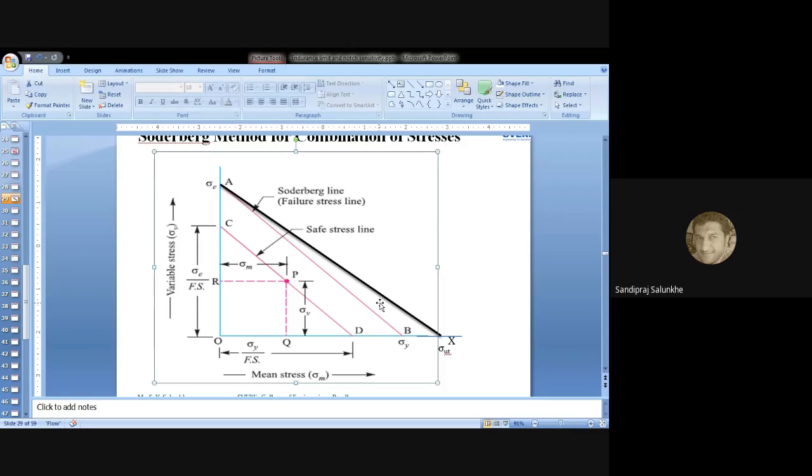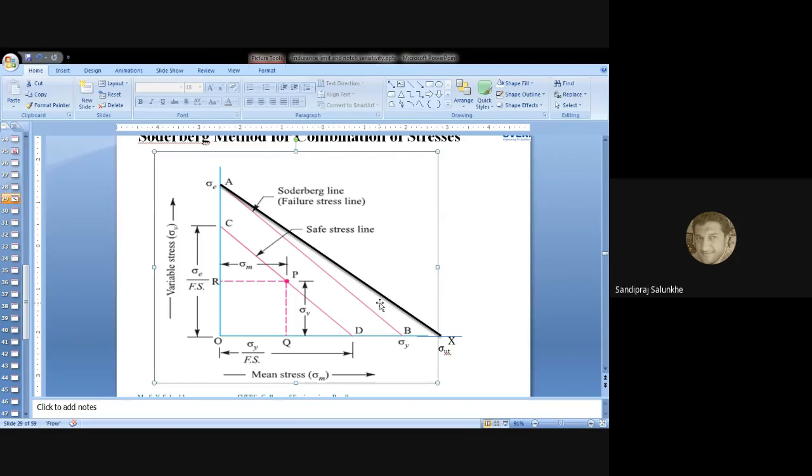These are only for our guidance. We cannot say that the Goodman or Soderberg line will be exactly implemented for a particular case. They are giving us guidelines, and based on those guidelines, the designer has to decide in which region to keep the stress induced in a component while designing. So this is a guideline for the designer, and Soderberg has also given that guideline by reducing the area of the triangle, and that is known as the Soderberg line.